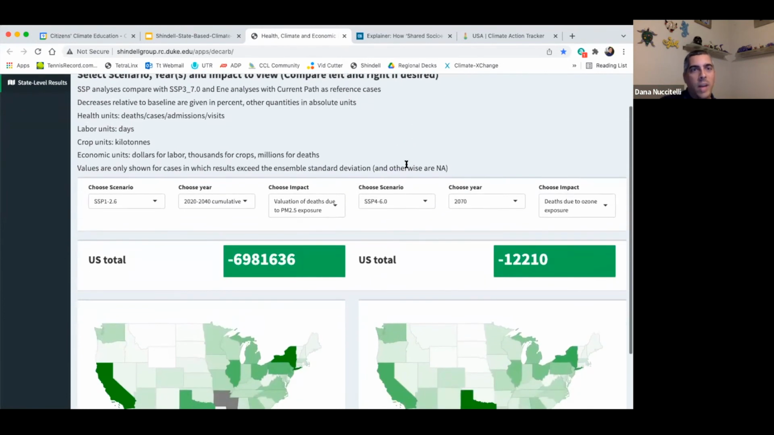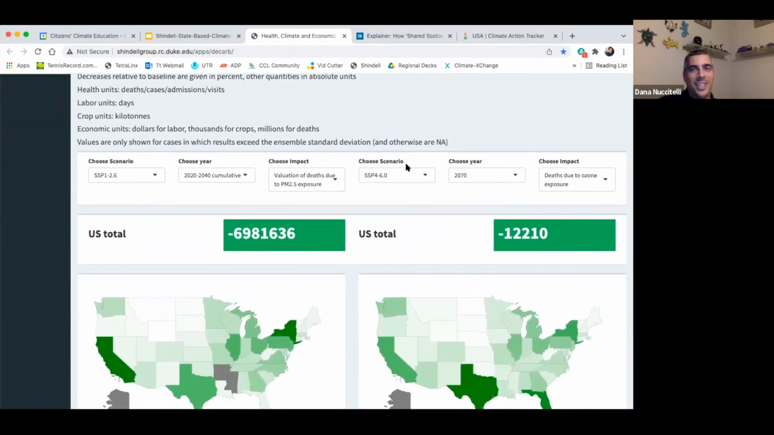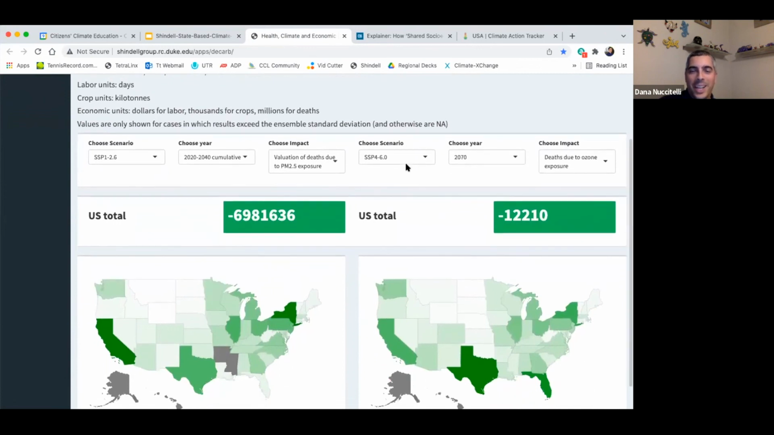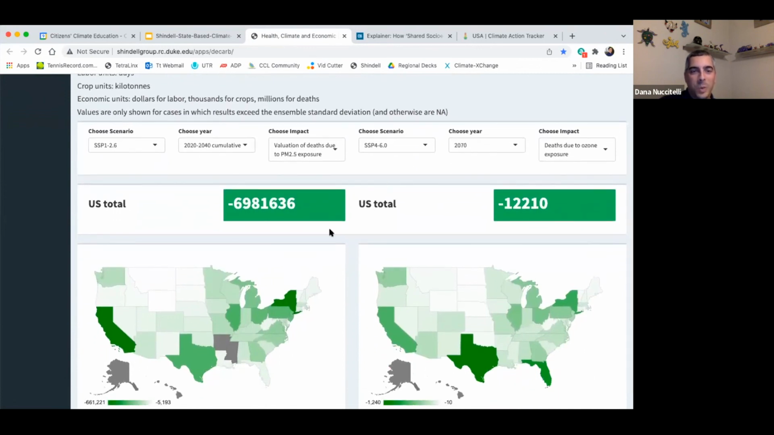So that was a lot of stuff to cover in a short period of time, and it's a complicated tool. One thing I should probably mention, this is the US total up here. So if you don't want to look at the state, but you want to look at the US total, then you just look at this number up here. What we're looking at right here is, for the United States over the next 20 years in a meeting-the-Paris-target scenario, how much do we value the avoided premature deaths from PM 2.5 exposure?